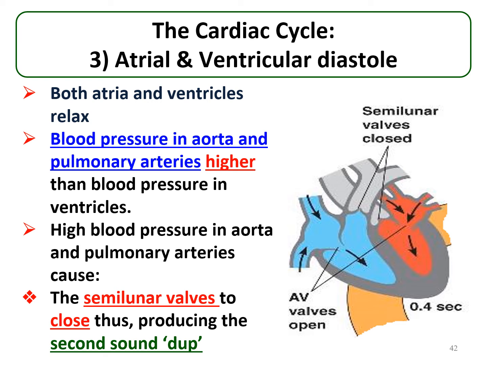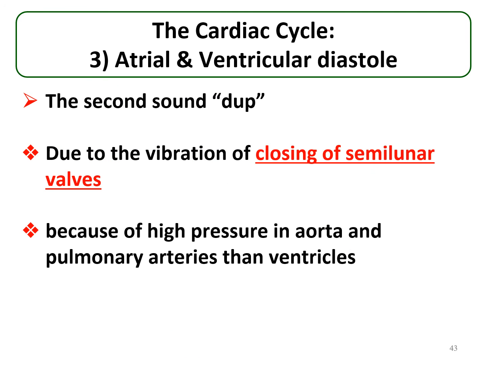The closure of the semilunar valve will produce the second sound of the heartbeat, which is the dup sound. Okay, dup sound. The dup sound is due to the vibration of the closing of the semilunar valve. So the closing of the semilunar valve will prevent a backflow of blood in the aorta and the pulmonary artery into the ventricles.